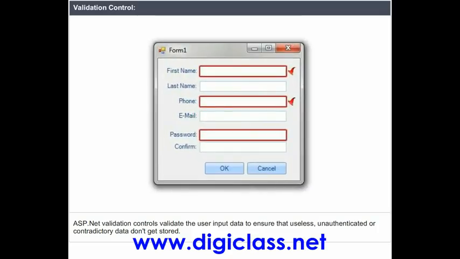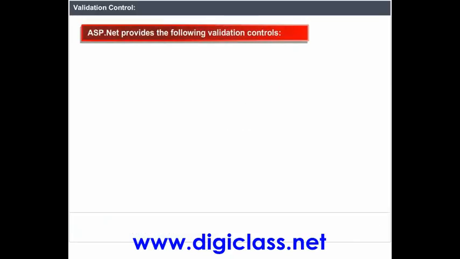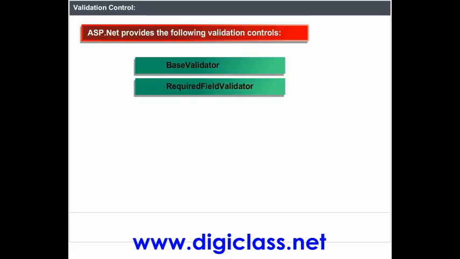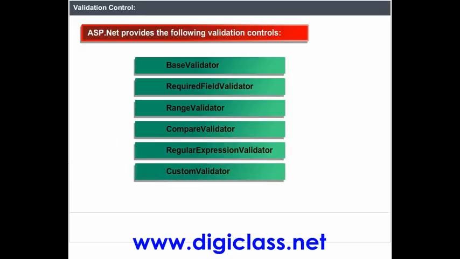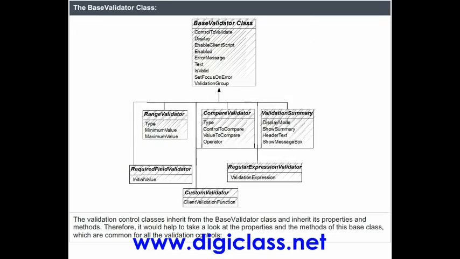Validation control. ASP.NET validation controls validate the user input data to ensure that useless, unauthenticated, or contradictory data don't get stored. ASP.NET provides the following validation controls: Base Validator, Required Field Validator, Range Validator, Compare Validator, Regular Expression Validator, Custom Validator, Validation Summary.